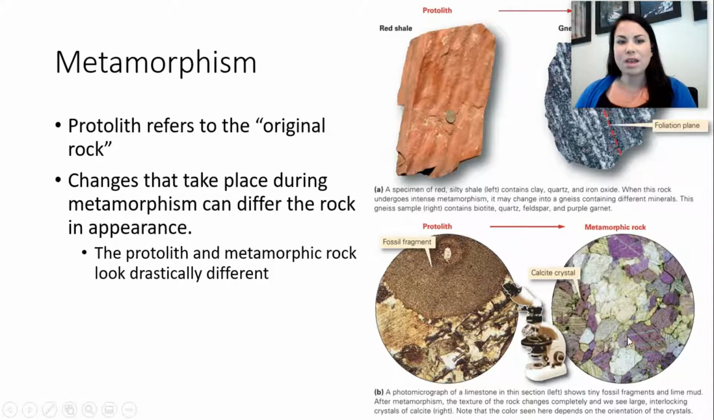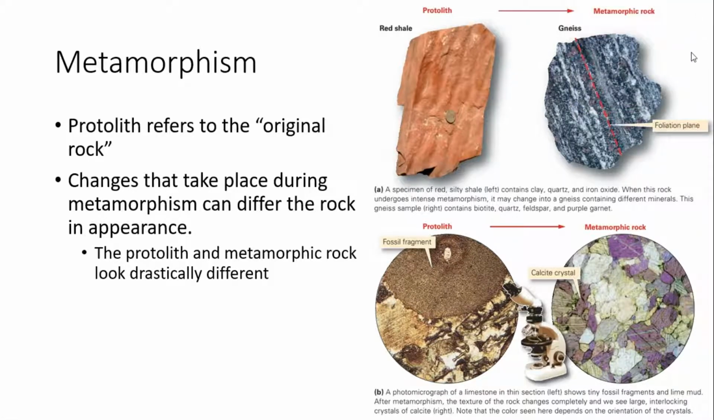An example of that is you start with red shale, the protolith is a shale, and then that gets metamorphosed into a gneiss. And in this bottom picture, we have a sedimentary rock that has fossil fragments, and then that gets metamorphosed and those fossil fragments become calcite crystals. So again, the protolith is the original rock that is then changed through heat and pressure into something new.